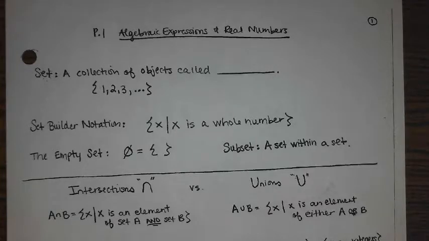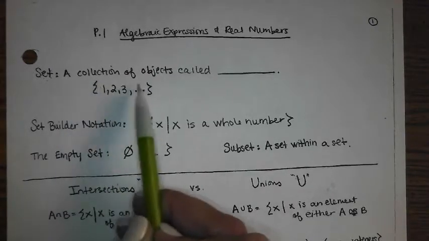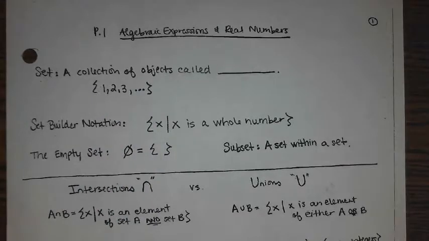So some basic vocab here to start the day. We have a set, which you've seen last year. The set notation is these little curly brackets. What are the objects in the set called?